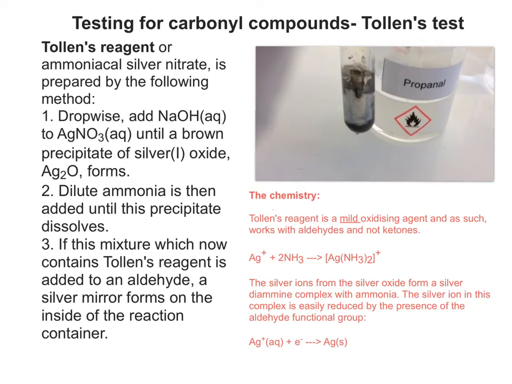What happens is your silver ions, which are still ionic in nature from the silver oxide, will form a silver diamine complex with the ammonia. That's what happens when the ammonia dissolves the silver oxide in step 2 of the method on the left. The silver ion in this complex is then easily reduced by the presence of the aldehyde functional group, and it forms silver metal, which is your deposit of silver mirror on the inside of the test tube.